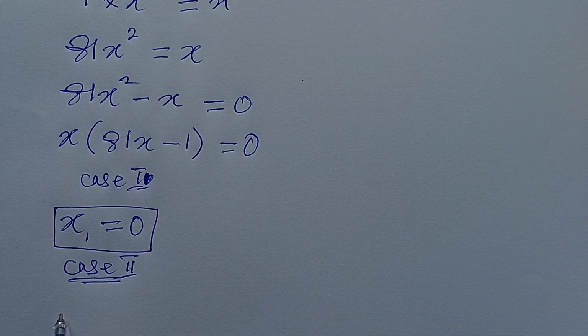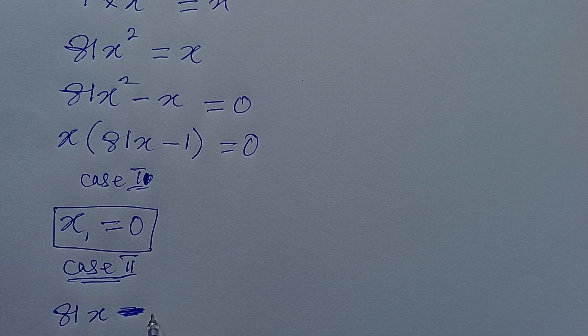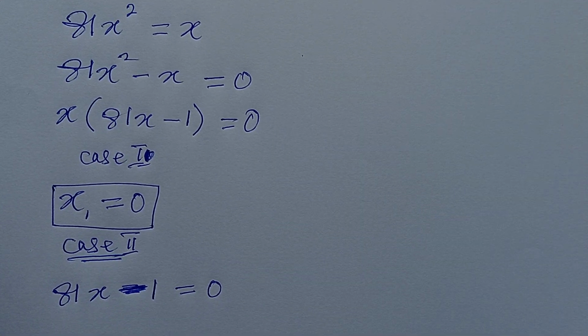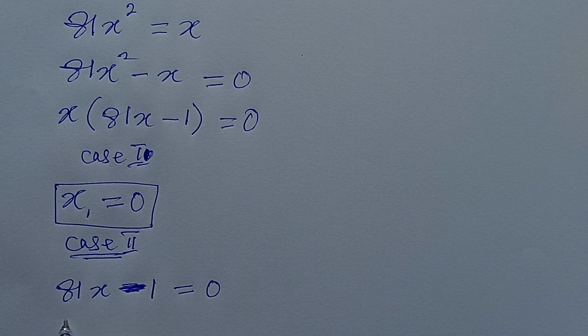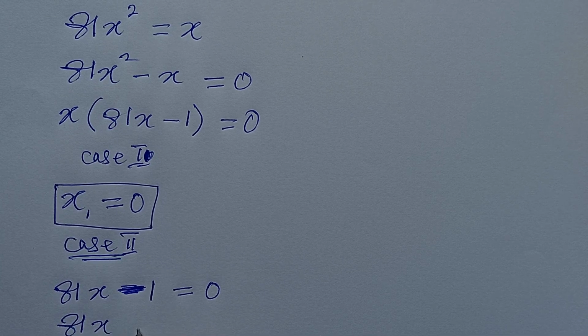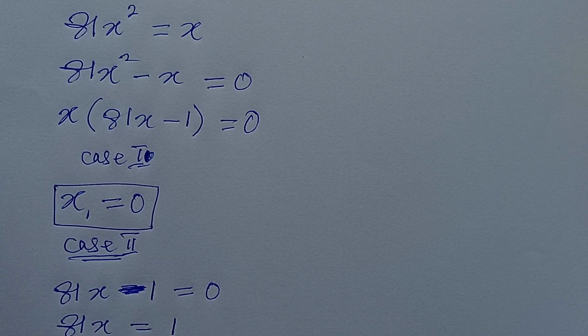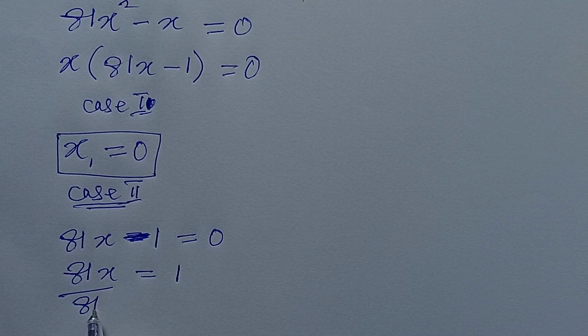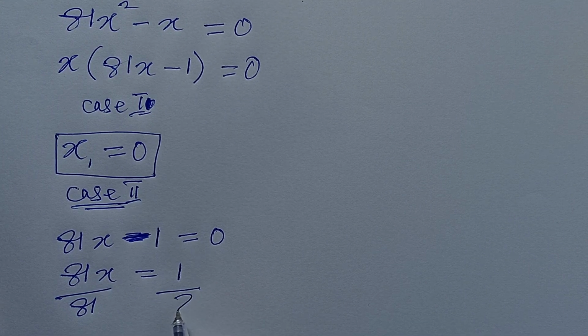So we're having 81x minus 1 is equal to 0. Add 1 to both sides of the equation. So we're going to have 81x is equal to 1. So we divide through by 81. We equally divide this side by 81.